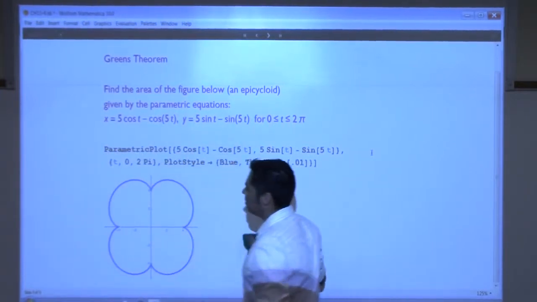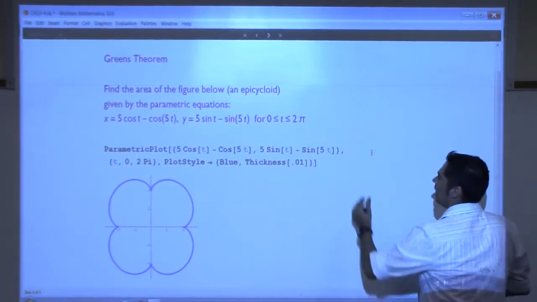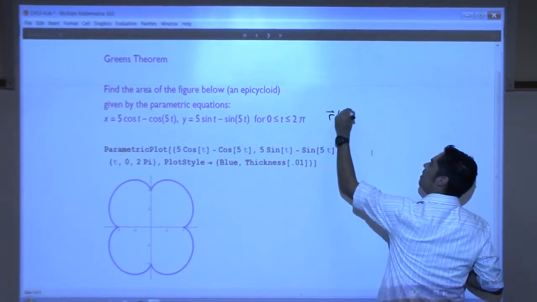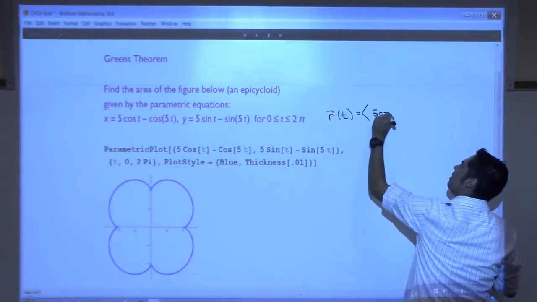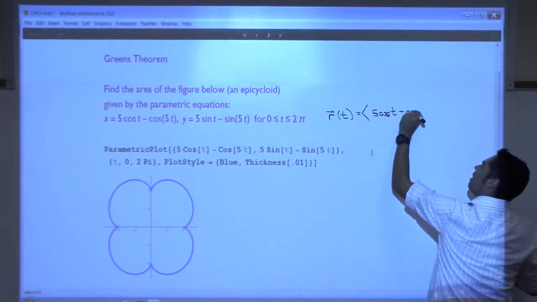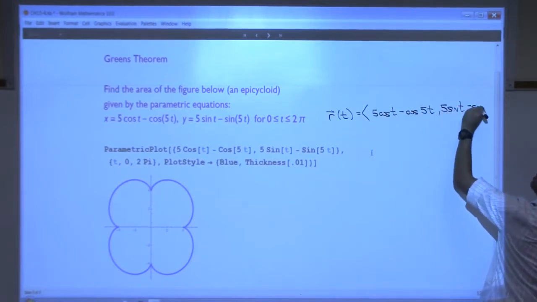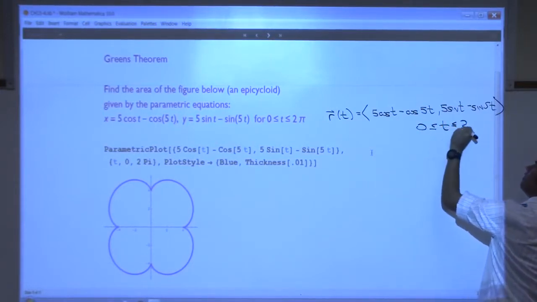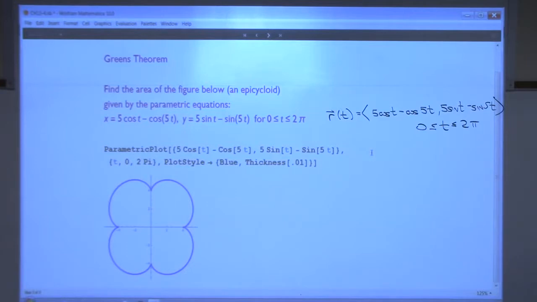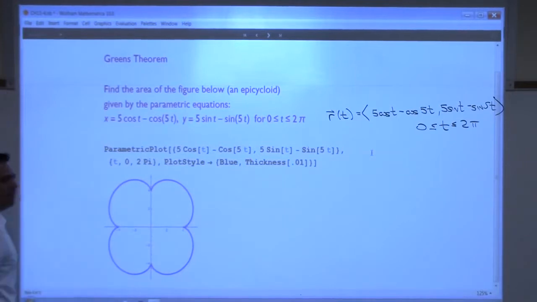All right, if you were to go and plot this vector function, r of t equals, it's this in here, okay? 5 cosine t minus cosine 5t, and then 5 sine t minus sine 5t, like that. And you were to let t go from 0 to 2 pi. You would draw this epicycloid, which is this right here. That's what it would draw. What is the area of that?